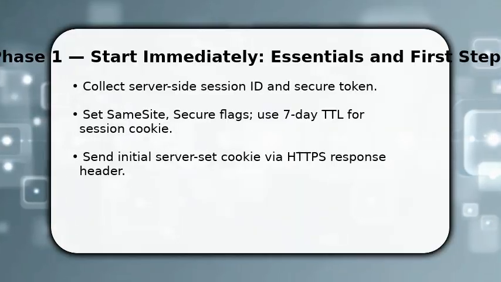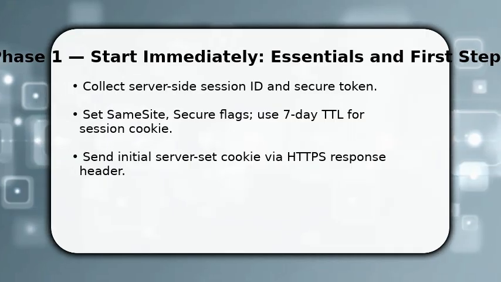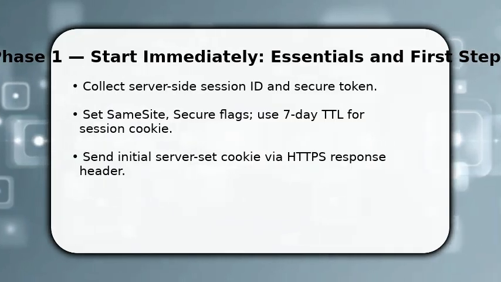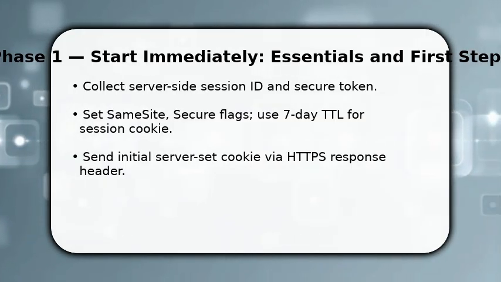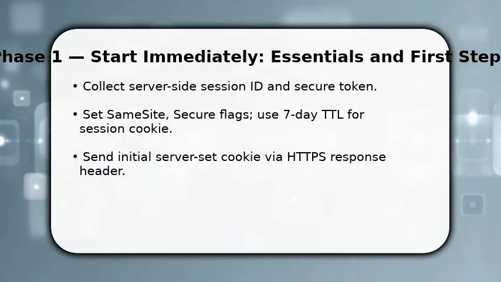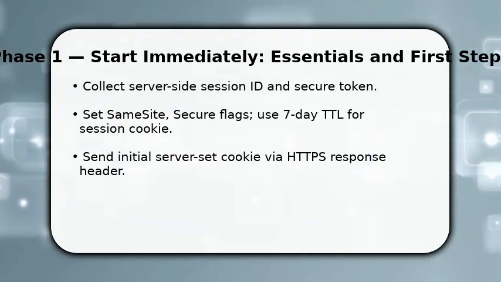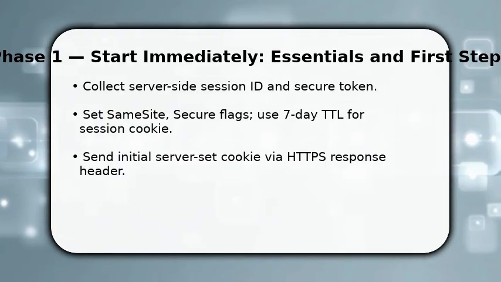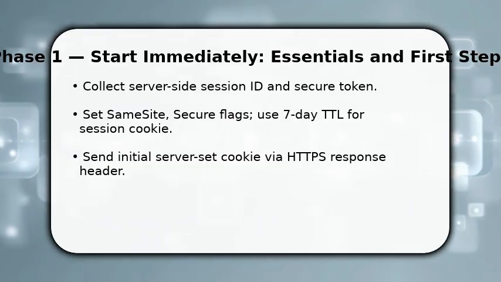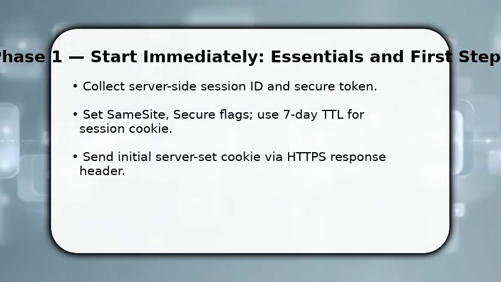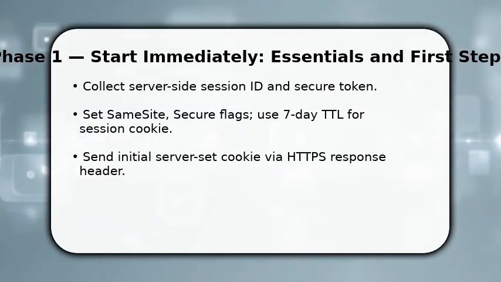You start by seeding the alternative. Generate a server-side session ID and a short-lived secure token, then attach them to the response header. Because browsers restrict third-party cookies, you move storage to the server and set same site and secure flags. Once done, send the initial cookie via HTTPS so the browser stores only a minimal reference.